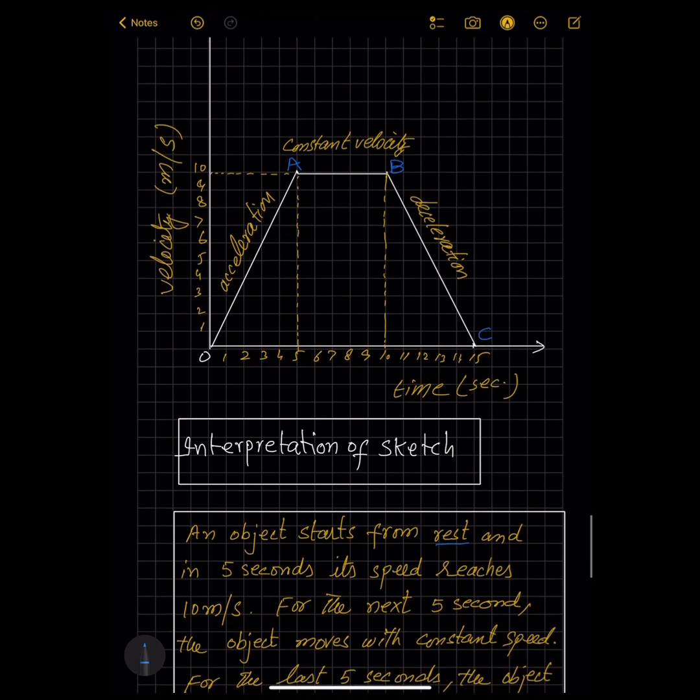For the next 5 seconds, the object moves with constant speed. ये देखें ए बी जो है इसके along the value of velocity is 10. The velocity remains 10 within this interval 5 to 10. Velocity is same, so velocity is constant.